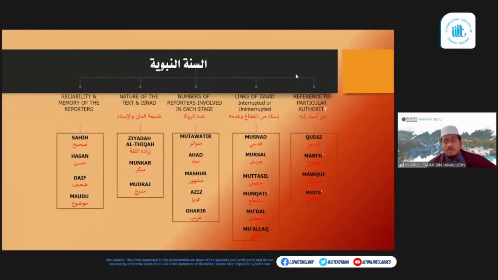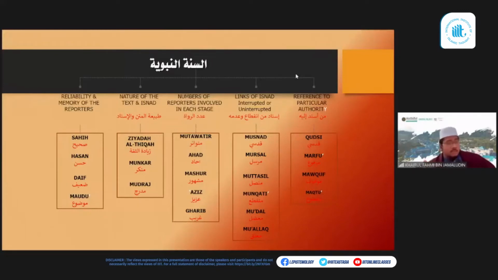And last but not least, in terms of reference to a particular authority, من اسند إليه. Here we have qudsi, marfu', mawquf, and maqtu'. Okay, so these are all the categorizations of Sunnah, in which I will actually skip this part because this is quite long.